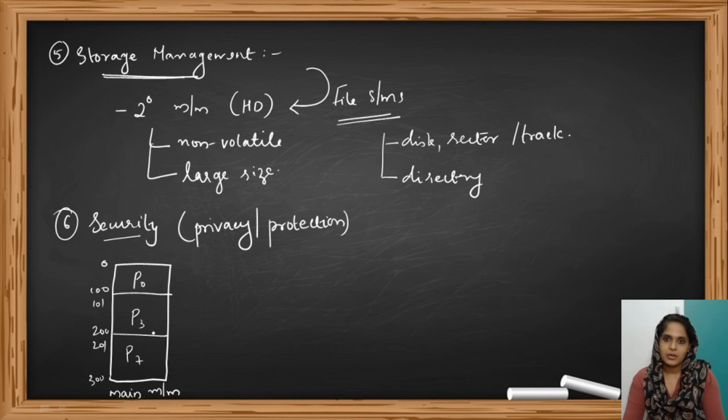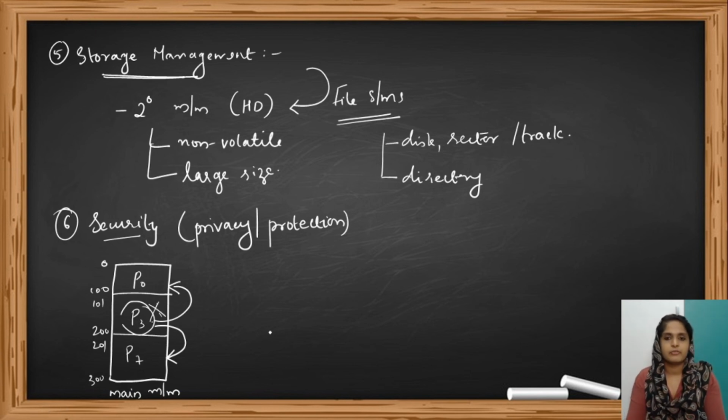It's a responsibility of the operating system to ensure that none of these processes interfere with each other. That means the process P3 should not read any instructions of the process P0 or of the process P7, and P3 should not interchange any data with the processes P0 and P7. So it's a duty of the operating system to provide security among these processes inside the main memory. If it finds any process interfering or interchanging data with another process, then that process should be blocked.